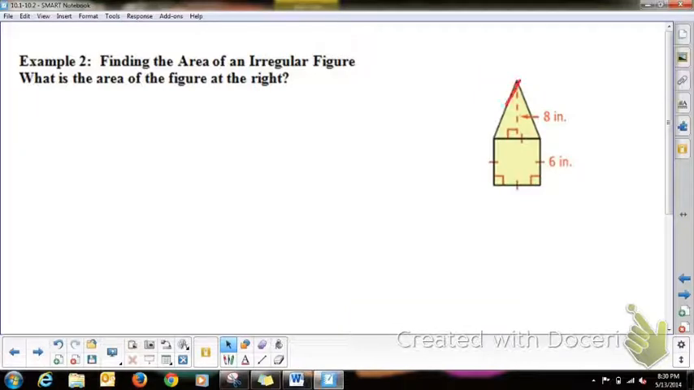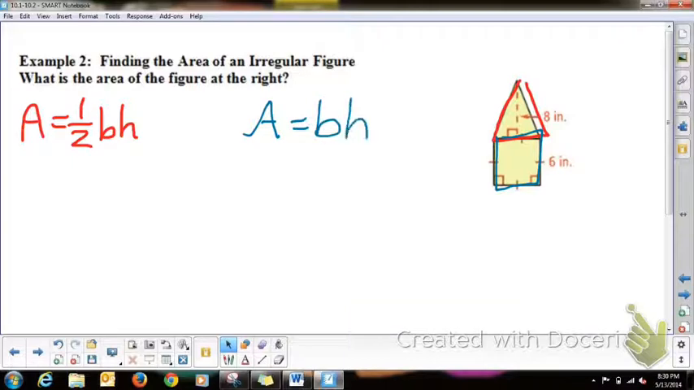So I have this triangle on top. I want to find the area of this triangle. So area is equal to 1/2 base times height. And then we have this square on the bottom, which is the same as a rectangle. A square is a rectangle. So the area of that is base times height. Let's plug in the numbers for each one.